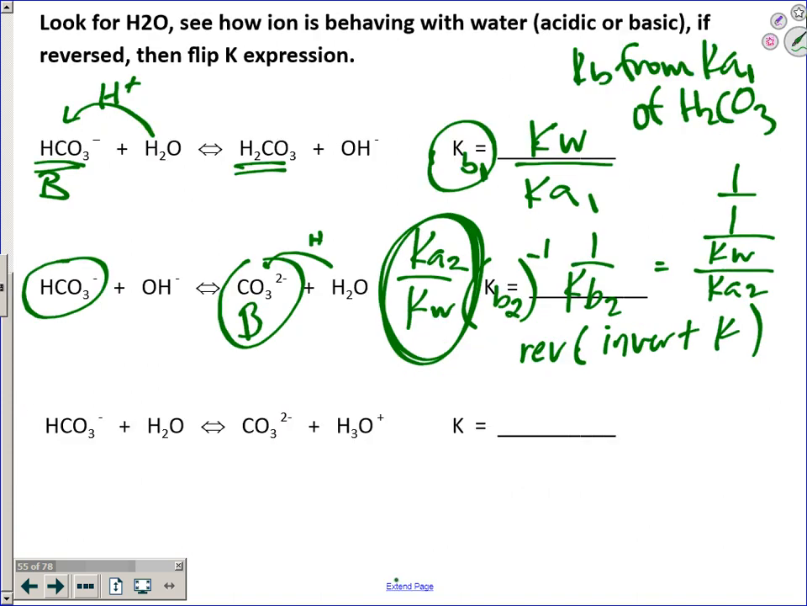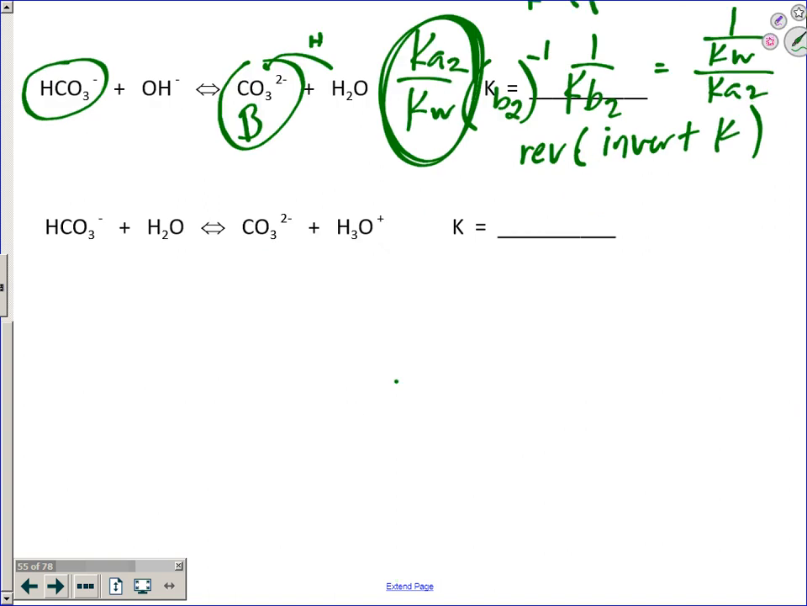Okay, where's water? Reactant, so we're sticking as it is. How is water interacting here? It's receiving an H+, so you're acting as a what here? Okay, it's acting acidic. So this is a Ka. And which Ka of carbonic acid is it?